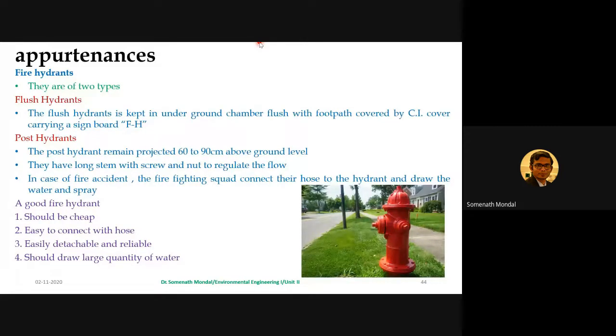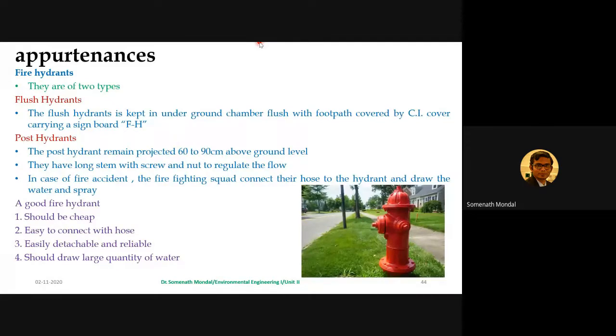Another important thing is that it should be able to draw a huge quantity of water, and an uninterrupted, undisturbed water flow should be yielded from a good fire hydrant. So these are the characteristic features of a good fire hydrant, or in other words, the requirements of a good fire hydrant. Now let us talk about the types of fire hydrants, which I have already mentioned. Basically there are two types: flash hydrants and post hydrants.